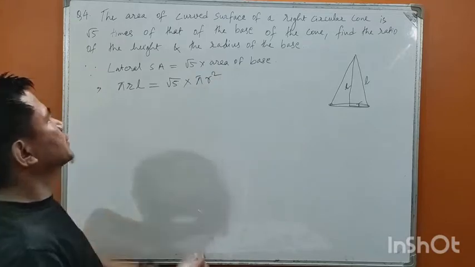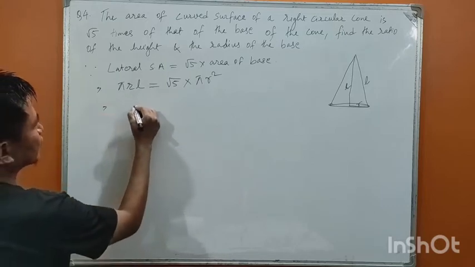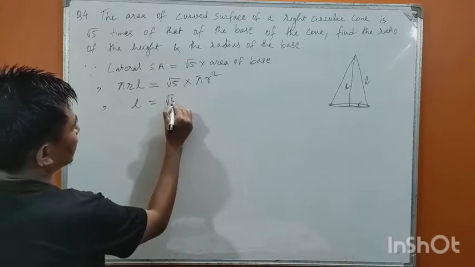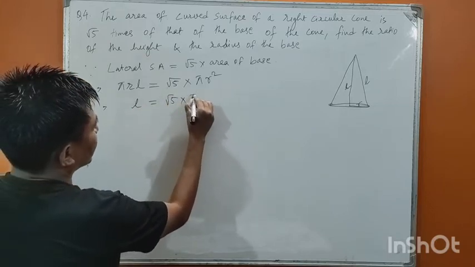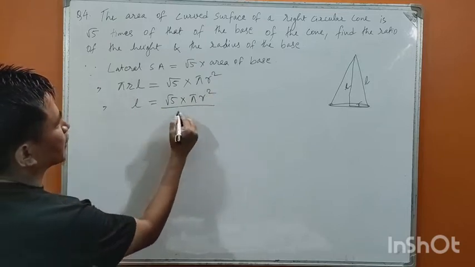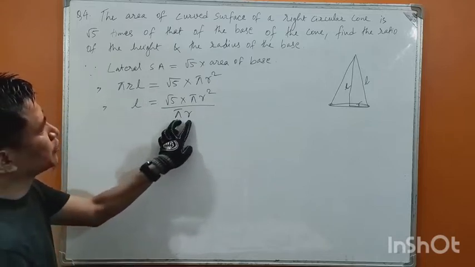Area of the circular base. So let us find the value of L from here. Let us keep L on the left-hand side: L equals root 5 into pi r square upon pi r. Pi r goes to the denominator by cross multiplication, isn't it?